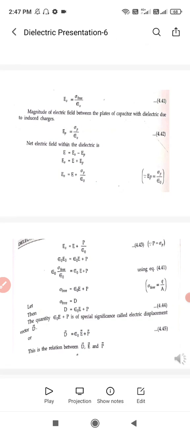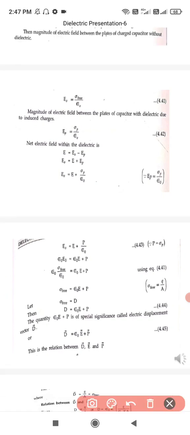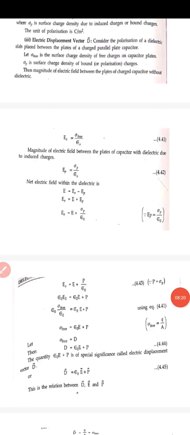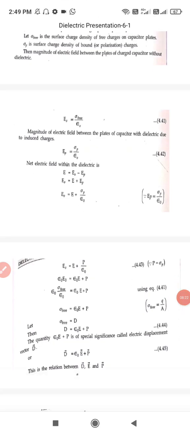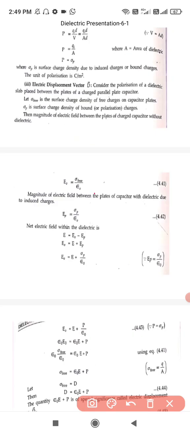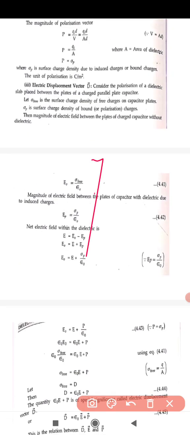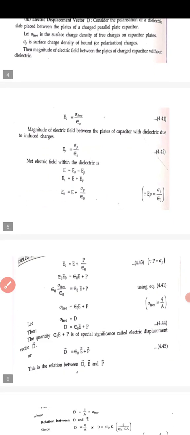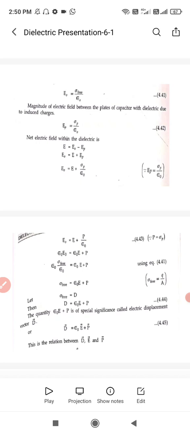So the external electric field E naught is equal to E plus sigma p, where sigma p is equal to P. Therefore, this equation becomes: sigma p is replaced by P, the polarization vector. Next, we multiply both sides of the equation by epsilon naught. We will get epsilon naught E naught is equal to epsilon naught E plus P.